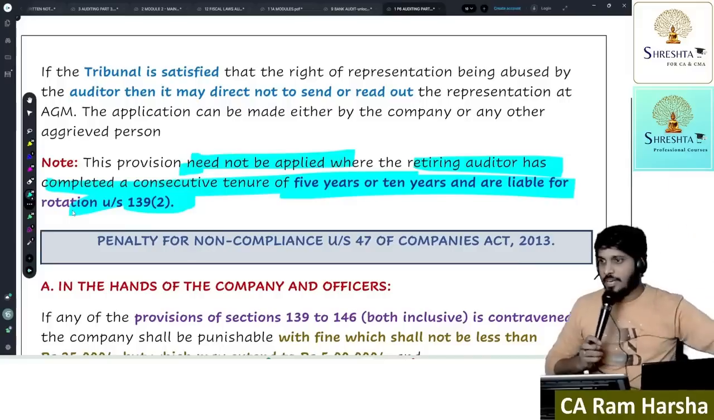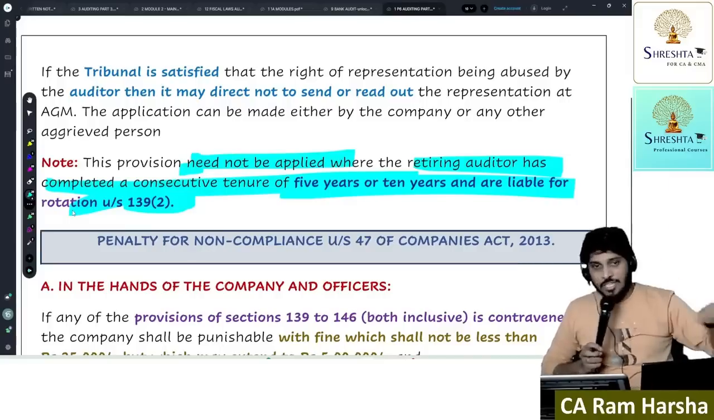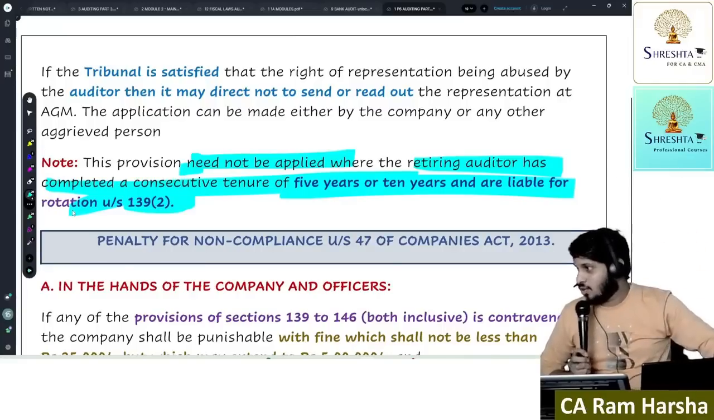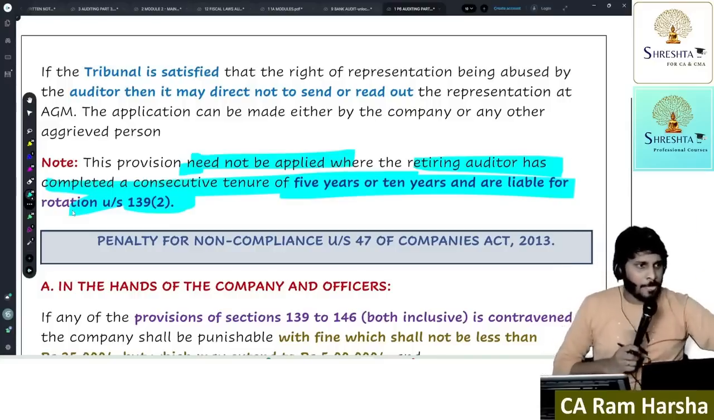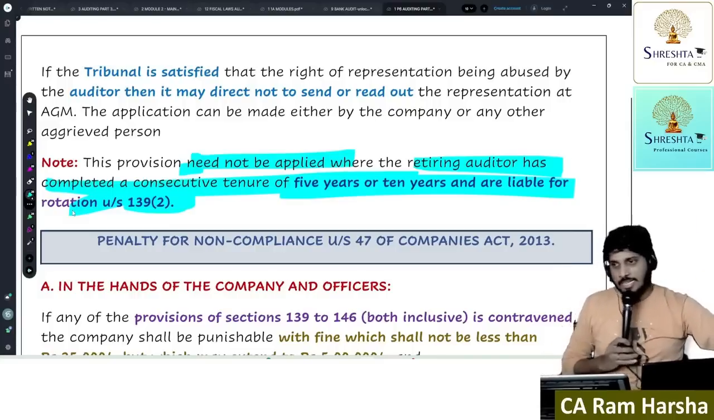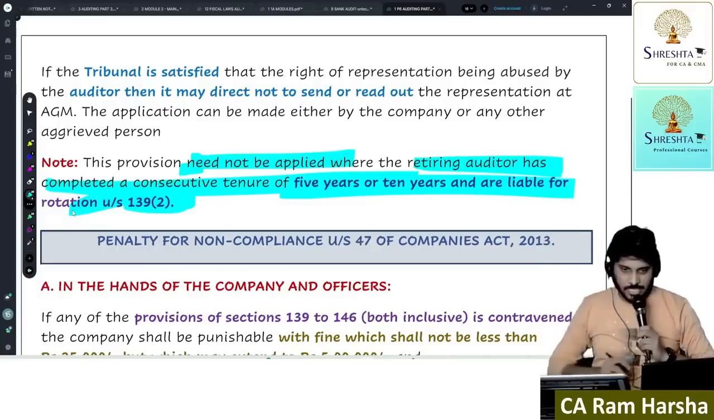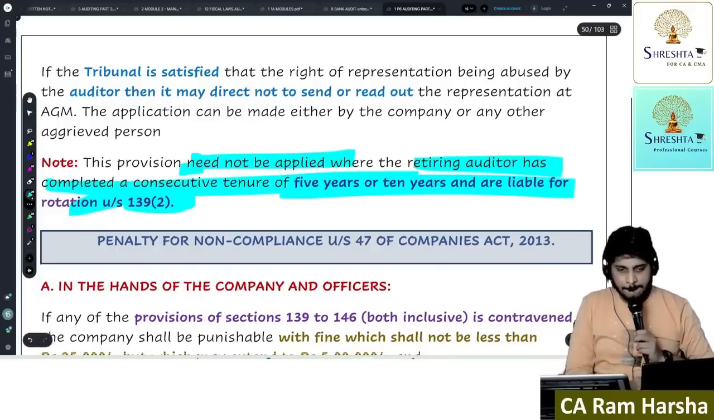The major provisions of the company audit chapter are discussed. The remaining provisions of company audit we will discuss after the audit report. So the next chapter will start with the audit report. Comfortable? Easy? Okay. We'll start the audit report chapter tomorrow and continue in the next session. Okay. Thank you.